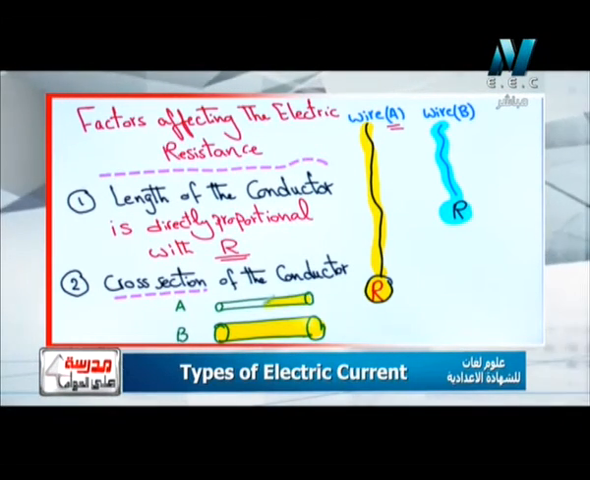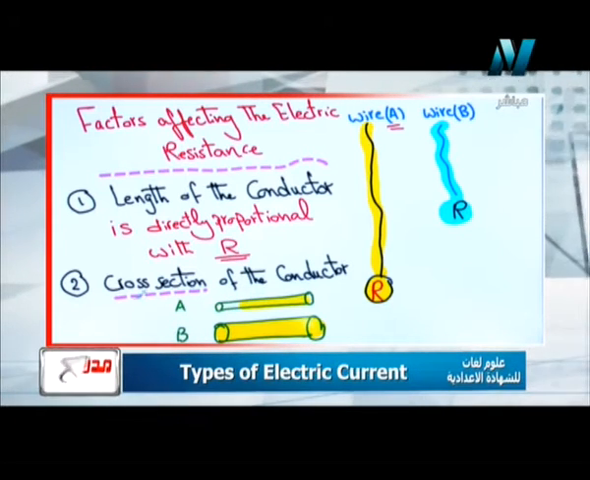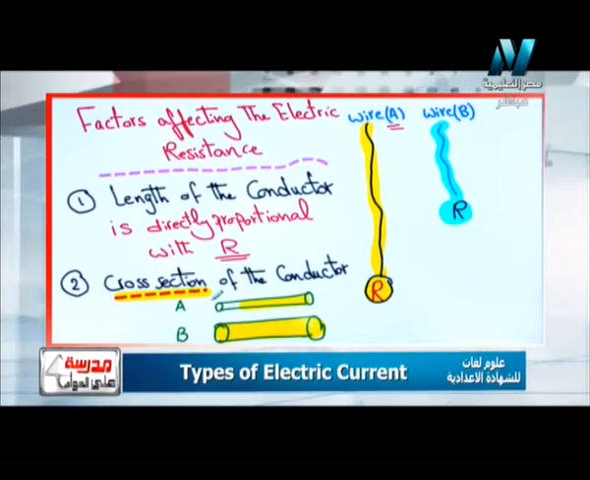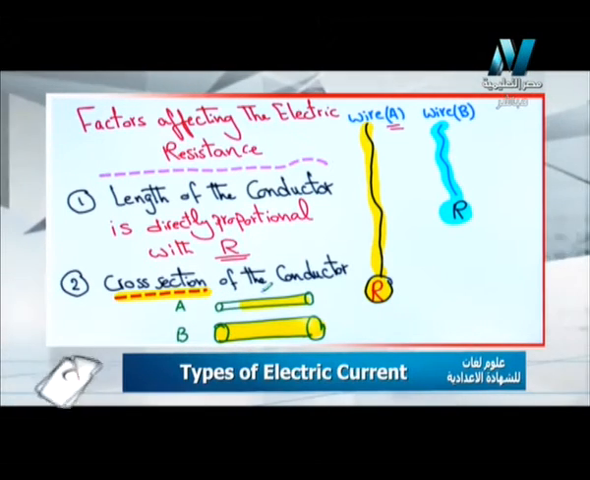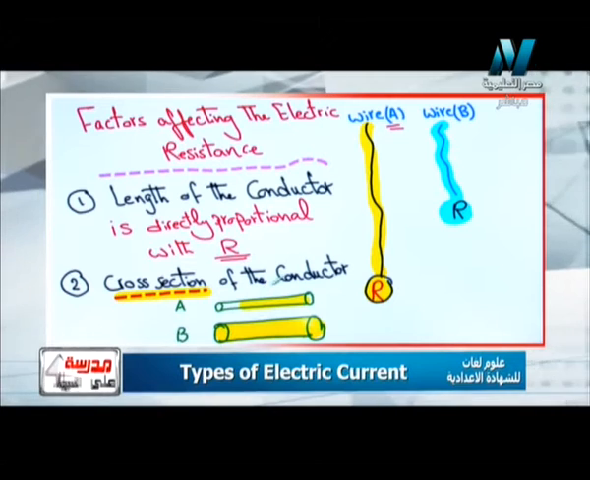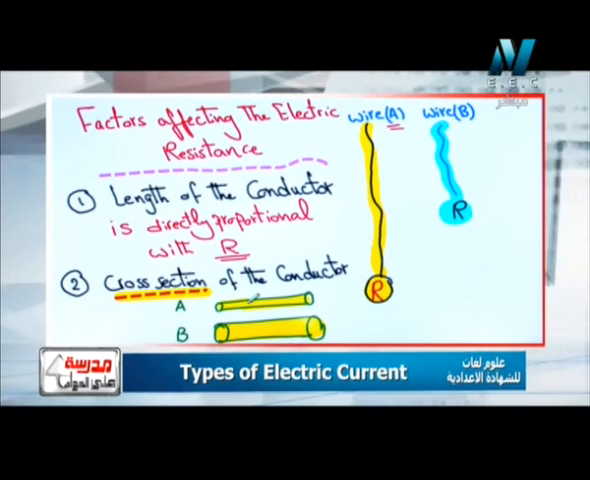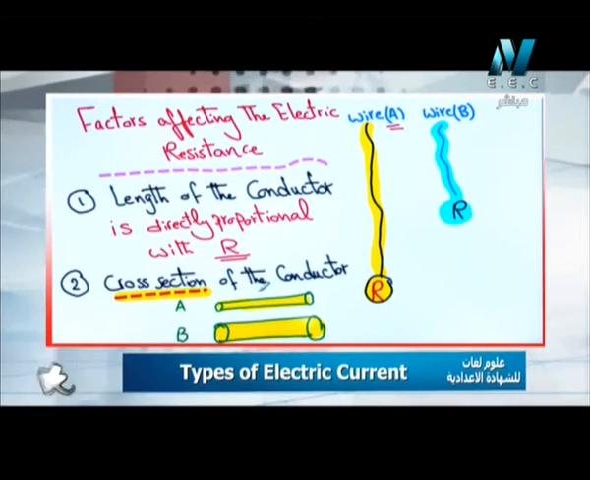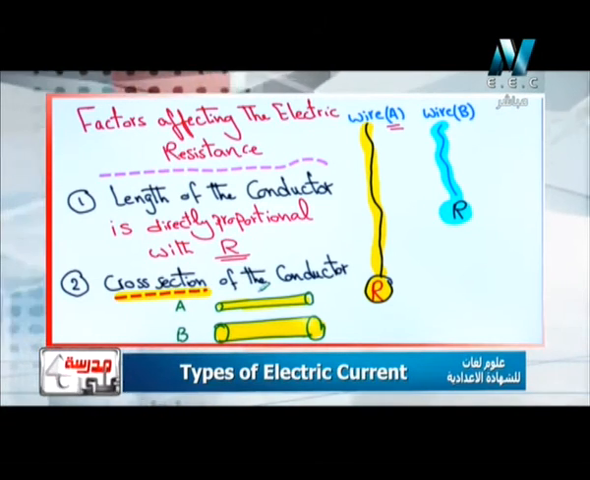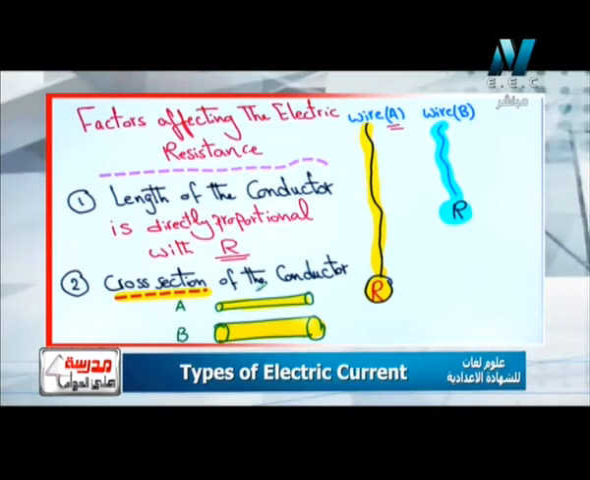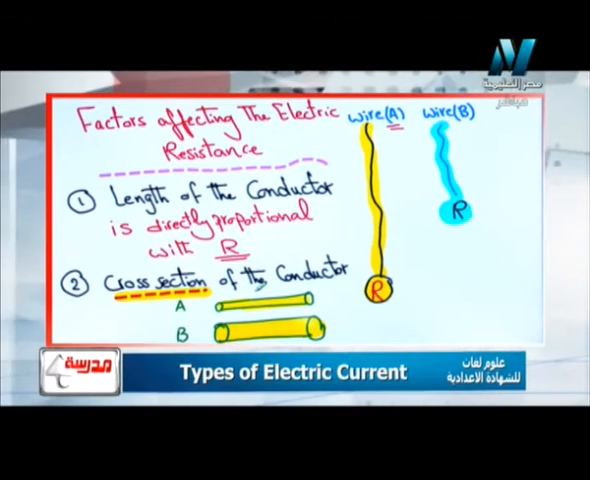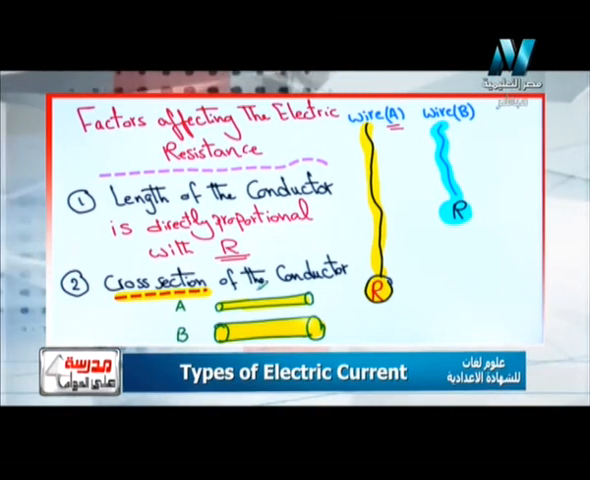So what is the relation between the cross section and electric resistance? It is inversely proportional, which means if the cross section increases, the electric resistance decreases.